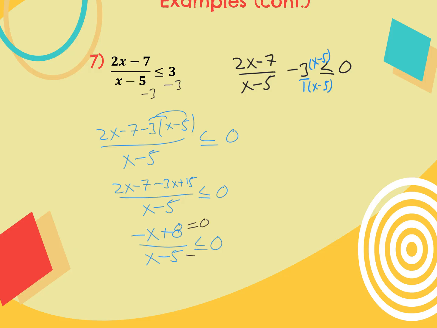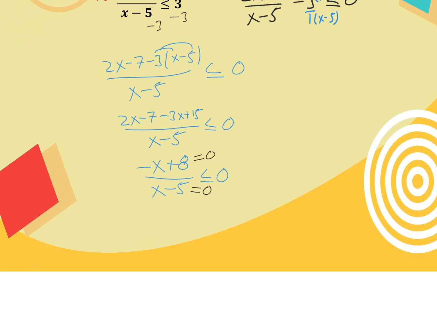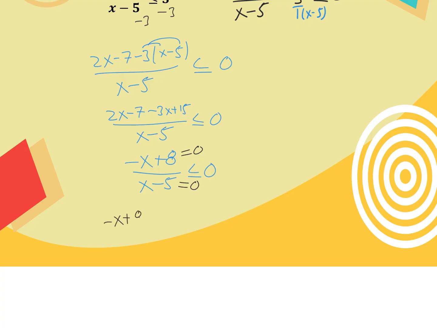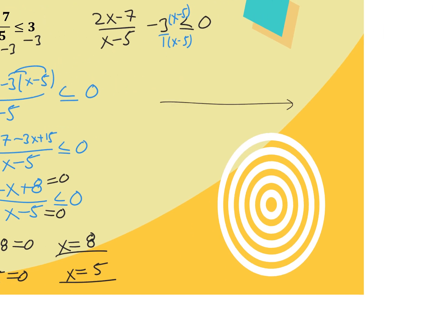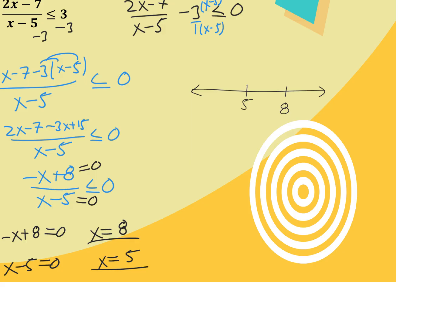I'm going to set the top equal to 0 and the bottom equal to 0. So if I do negative x plus 8 equals 0 and x minus 5 equals 0, then I get x equals 8 and I get x equals 5, as my 2 key points. Let me go ahead and plot those on a number line. So I'm going to have 5 and 8 right here. And the easiest number to test is 0, right? 0 is going to be right here.